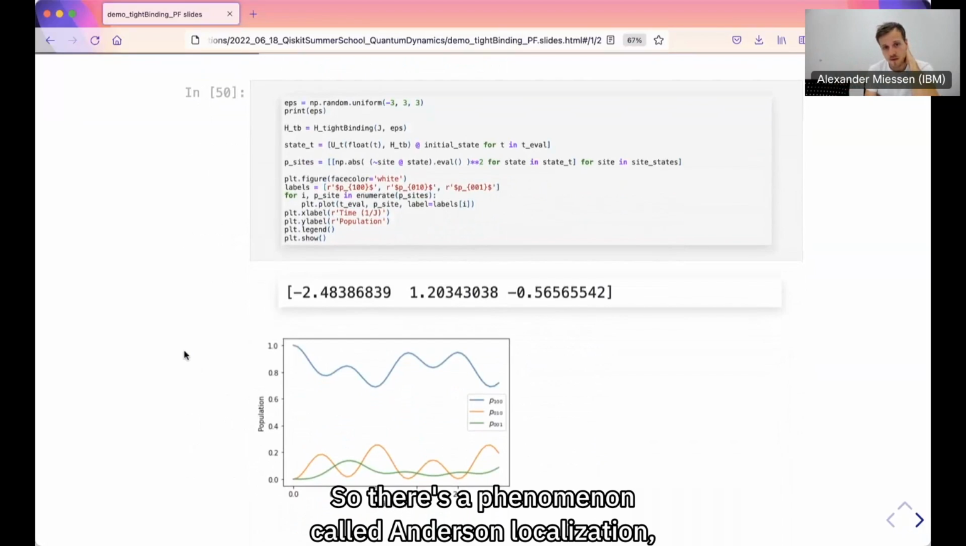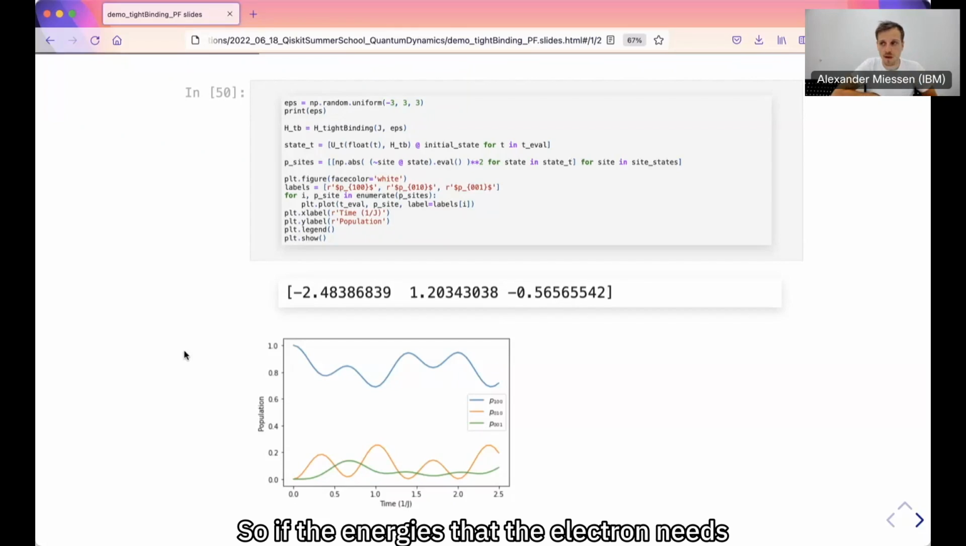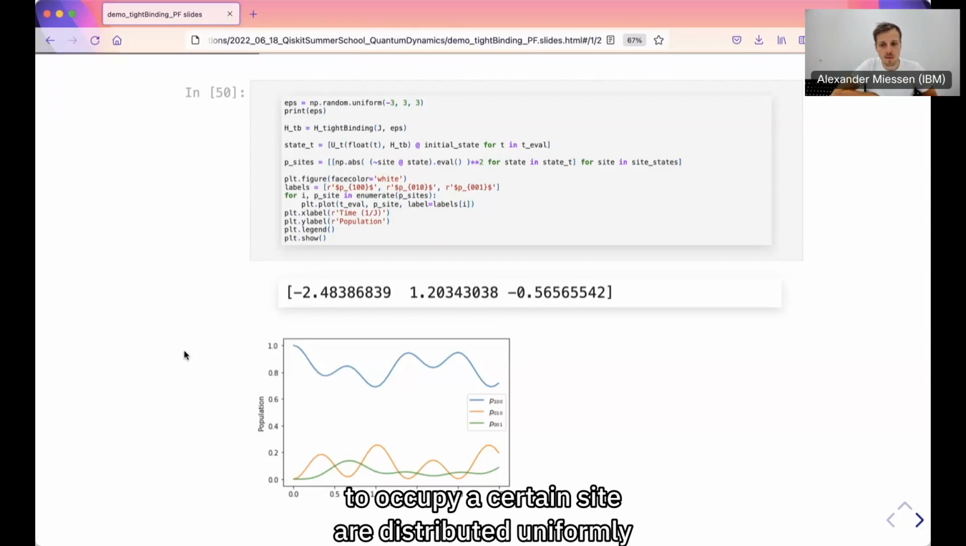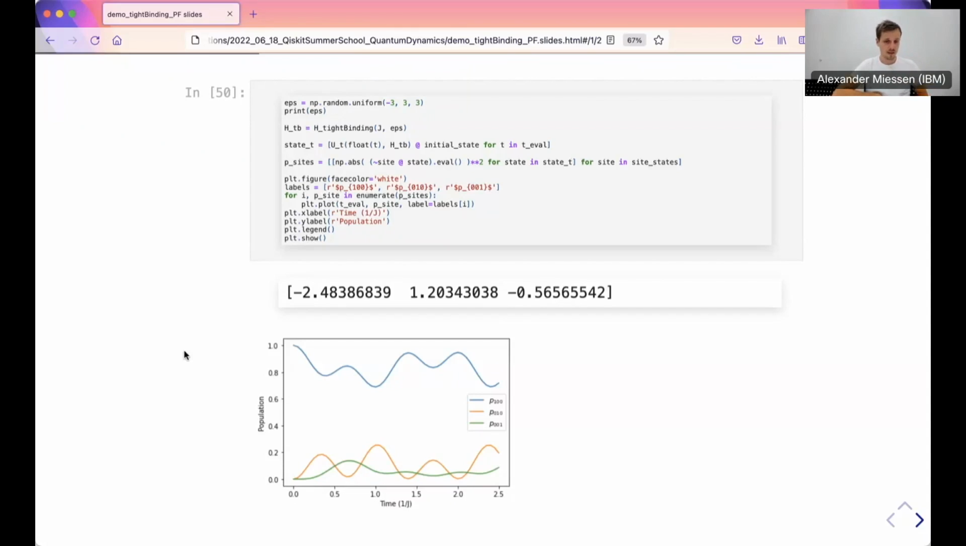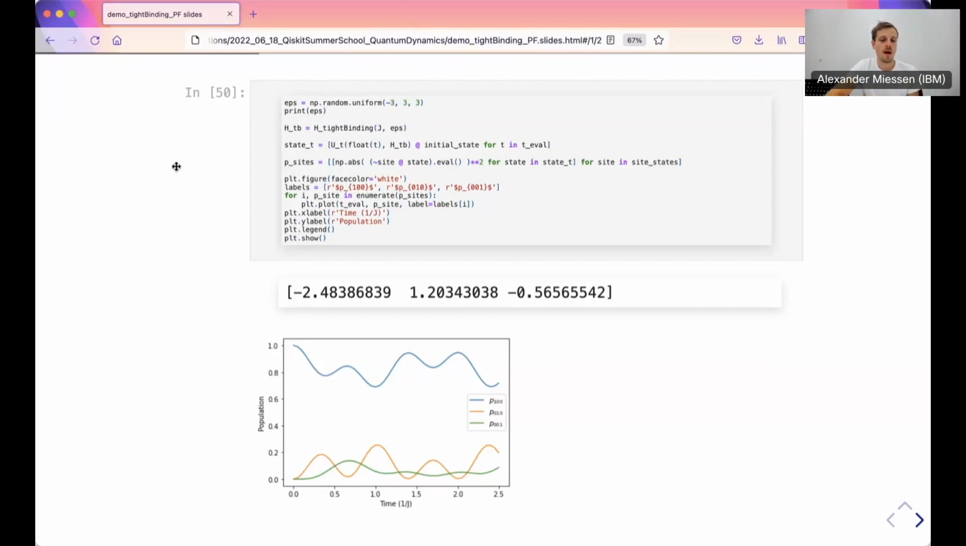Now, things change if we change our epsilons. There's a phenomenon called Anderson localization, which occurs if you have a random distribution of your epsilon. So if the energies that the electron needs to occupy a certain site are distributed uniformly within some range from minus W to W. Here I chose minus 3 to 3.